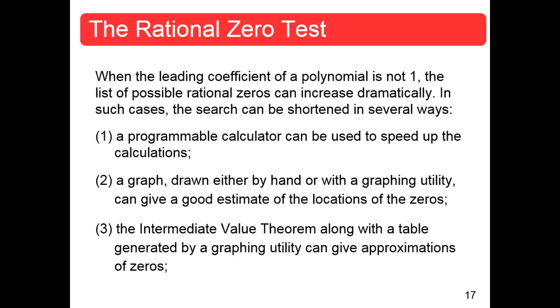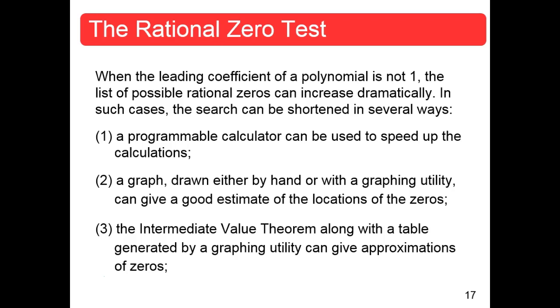Now, bottom of page 154. When the leading coefficient of a polynomial is not 1, then the list of possible rational zeros can increase dramatically. In such cases, the search can be shortened in several ways. We'll get to that in a minute. That increase is going to come from fractional forms, no longer all integers. There still may be some more integers, but there would be quite a few fractions. Now here's how they say that can be shortened.